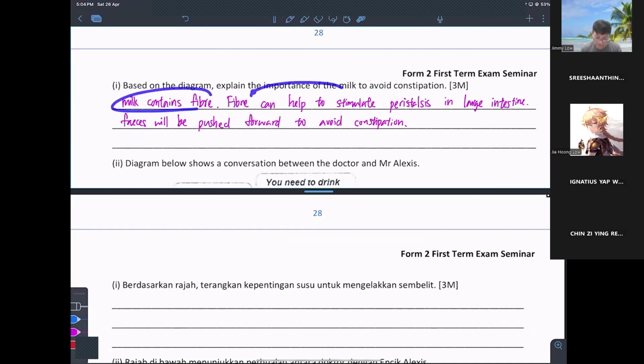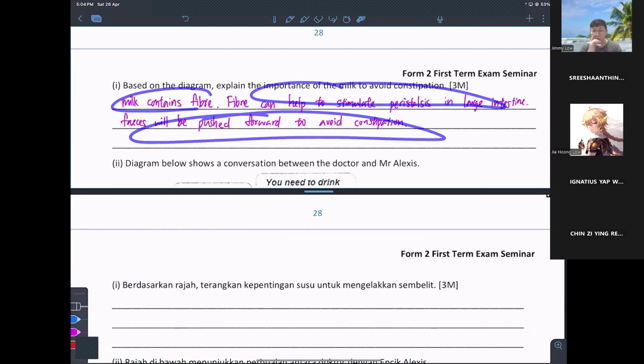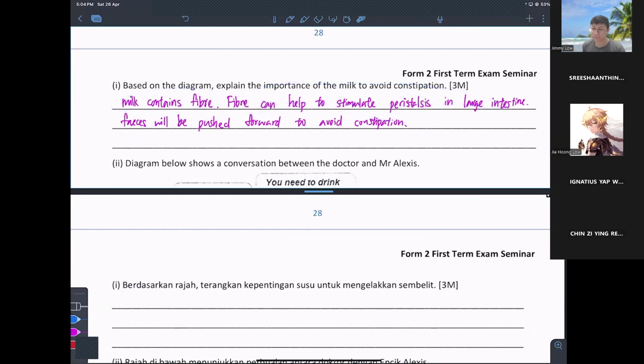So 1 mark, 2 marks, 3 marks. So you can see, I always have a habit. The habit is what? I'm going to classify my points based on sentence. So one sentence, 1 point. So I can do this whenever I double check my answers. I can check back whether my points are sufficient or correct or not. It won't be so confusing.